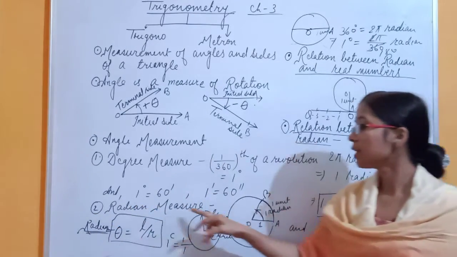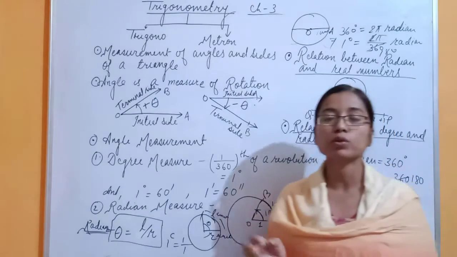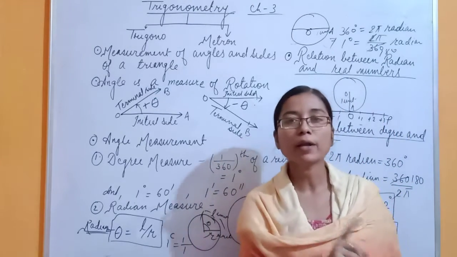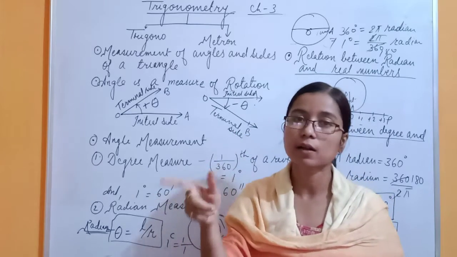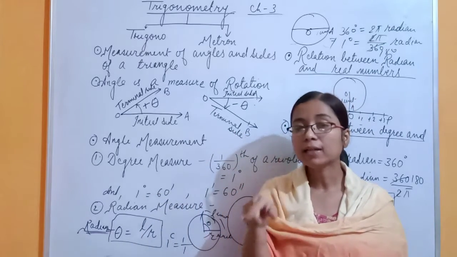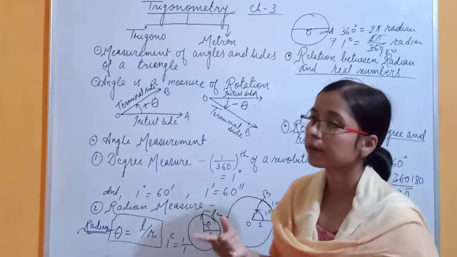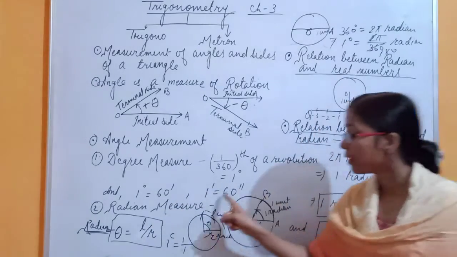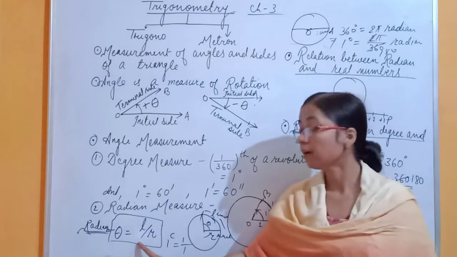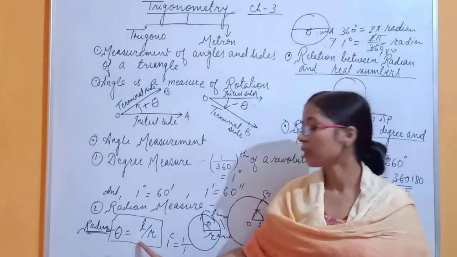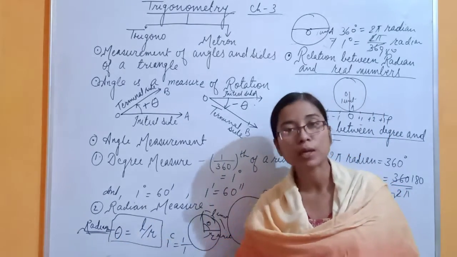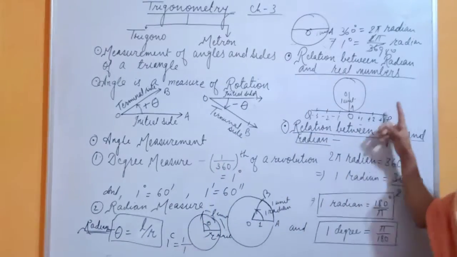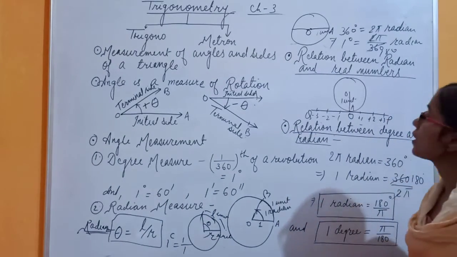Number 2, radian measure. About radian measure, if a circle of 1 unit radius is drawn and an arc of 1 unit length is cut, then the angle made by it is called 1 radian. From this definition we get an important relation: angle is equal to arc length by radius, and you have to keep this in mind.